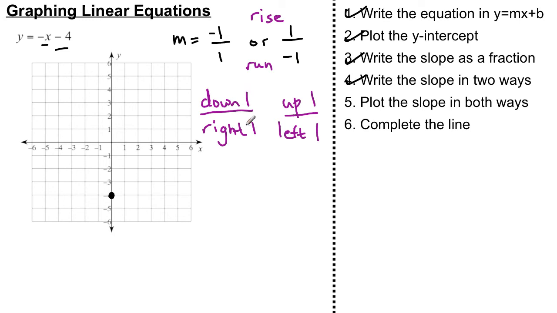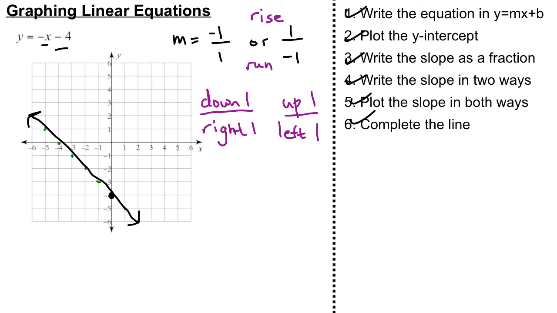Down 1 and right 1. So we go down 1, right 1, down 1, right 1. Now up 1, left 1, up 1, left 1, up 1, left 1, up 1, left 1, right? And you can see this pattern. Okay? And so now we just want to fill in the line that connects all of these points. So we plotted the slope and now we completed the line.